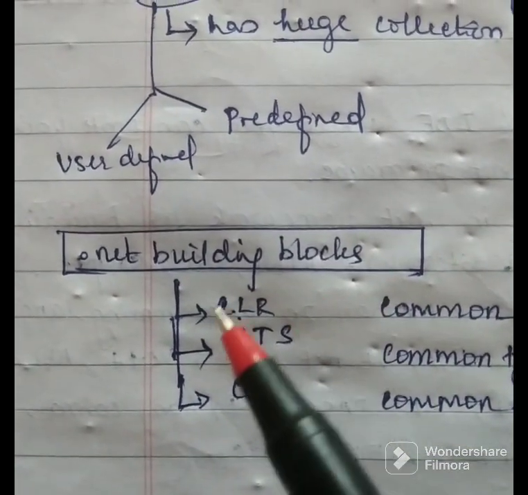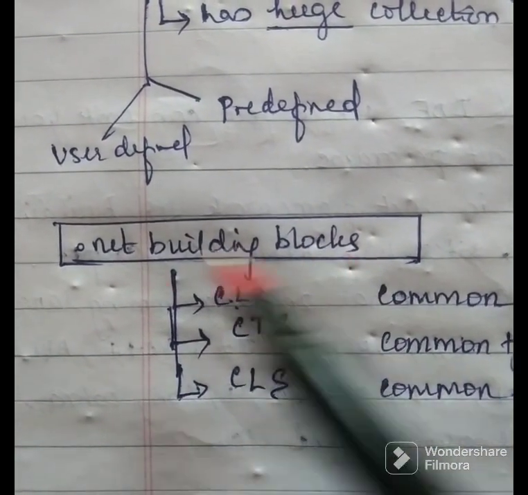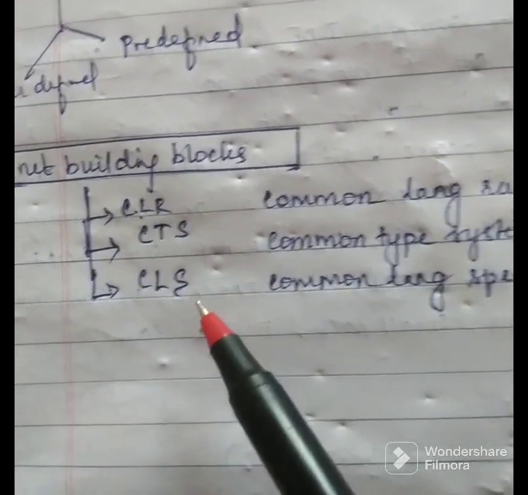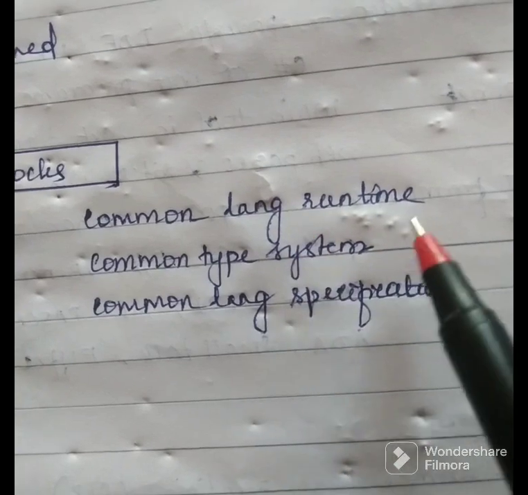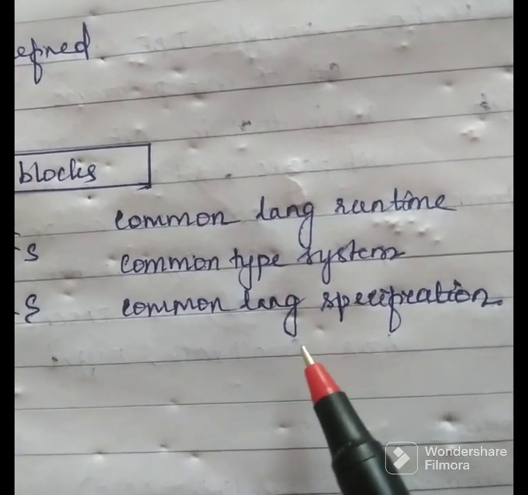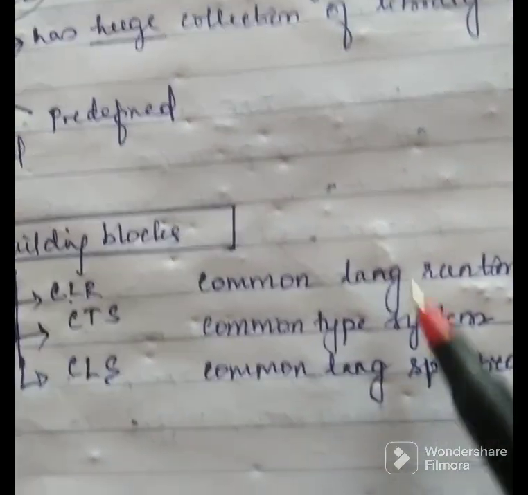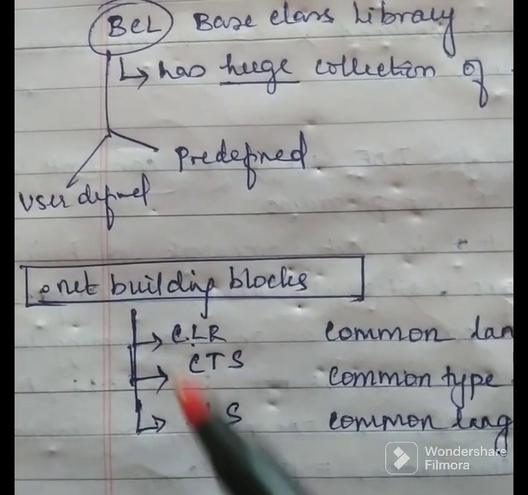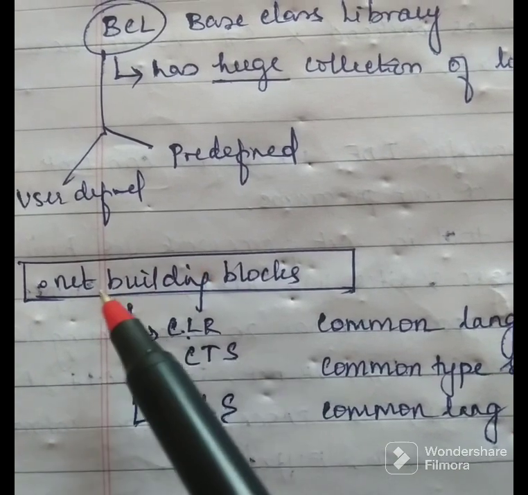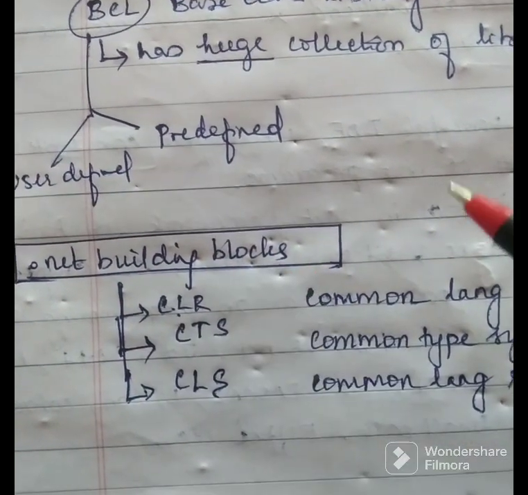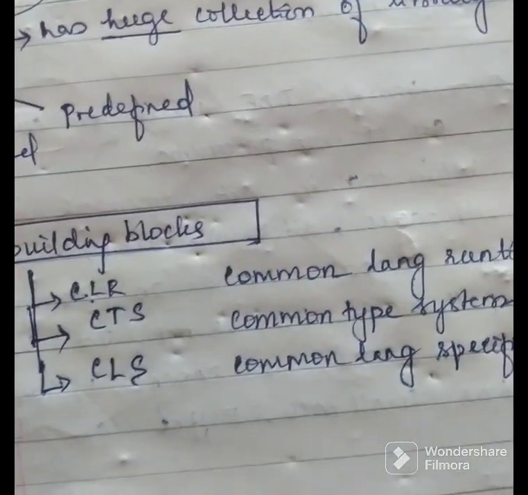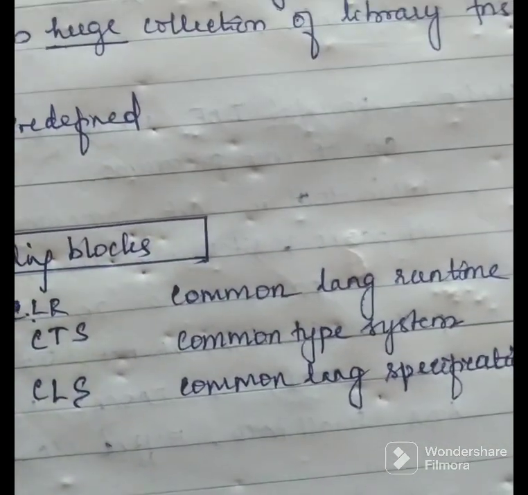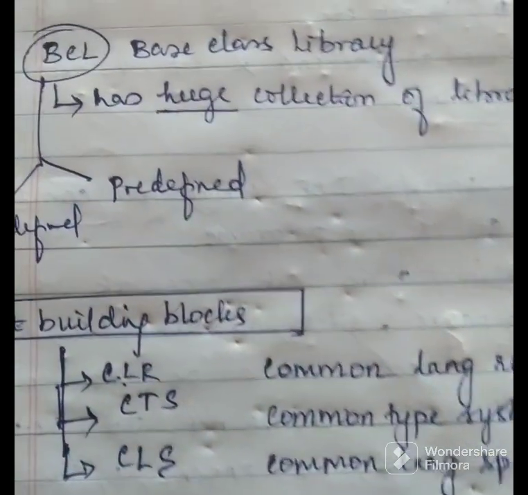Next we need to know about the .NET building blocks: CLR, CTS, CLS. Common Language Runtime, Common Type System, Common Language Specification. These three come under building blocks. We will see in detail about these .NET building blocks in another lecture. Now we will see how the .NET framework works.